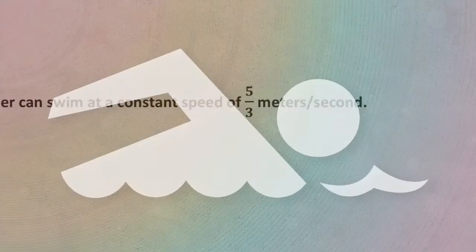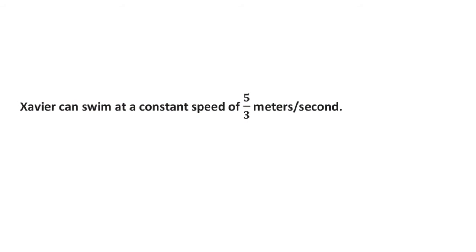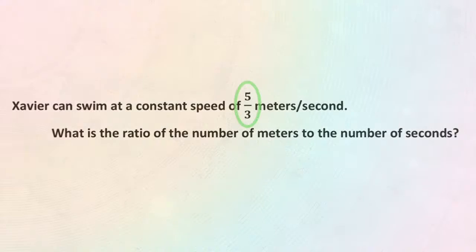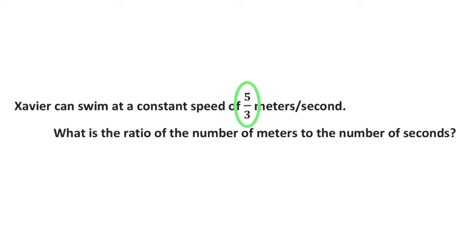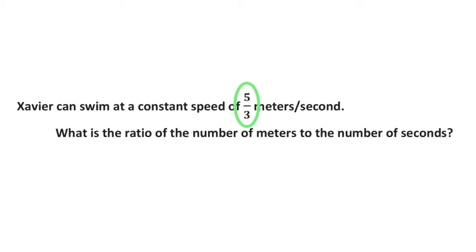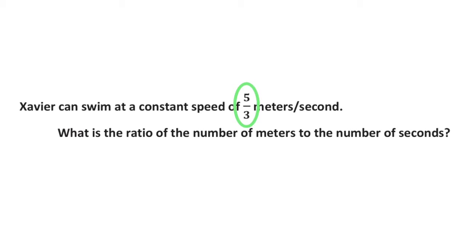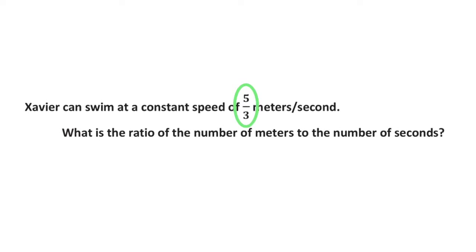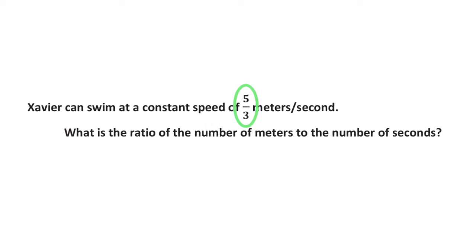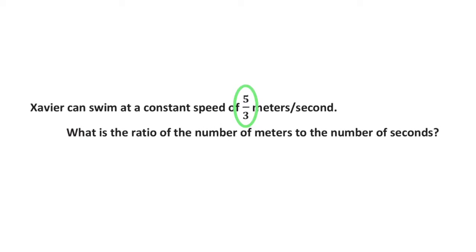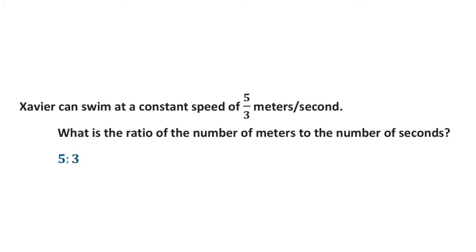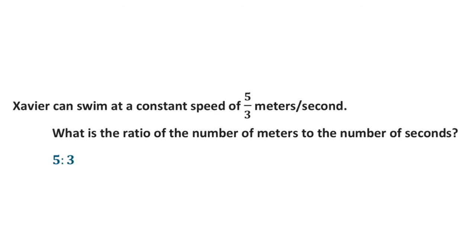Xavier, he's a swimmer. He swims at a constant speed of 5/3 of a meter for every second. What's the ratio of the number of meters to the number of seconds? Well, because we know that 5/3 of a meter to every second is his ratio, then we can multiply 5/3 by, what to make it a whole? We'd multiply it by 3. 5/3 times 3 will give us 5, and we will multiply our seconds by 3 as well, and we come up with a ratio of 5 to 3. 5 meters for every 3 seconds.